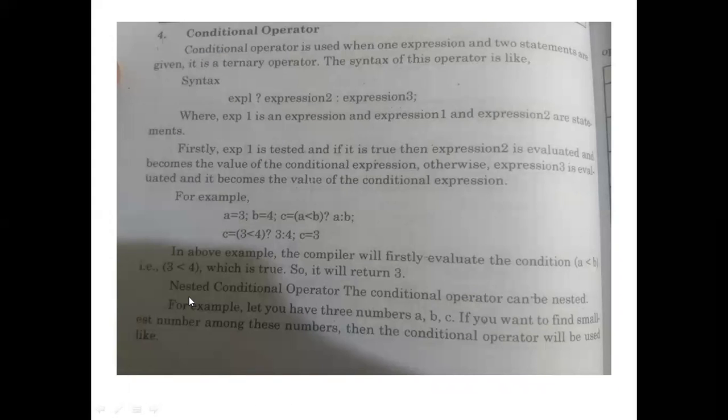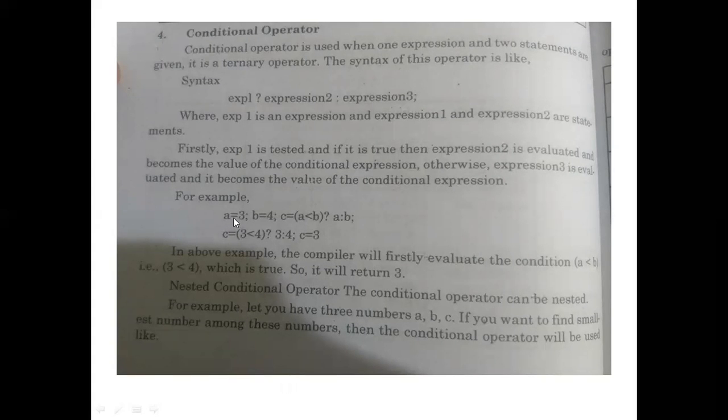Next is conditional operator. The conditional operator is used when one expression and two statements are given. It is a ternary operator. The syntax of this operator is expression 1 question mark expression 2 colon expression 3. The question mark and colon are known as the ternary operator because it takes three operands. If expression 1 is a relational expression and it returns true, then expression 2 will be evaluated. If this relational expression returns false, then expression 3 will be evaluated. So in this way it is working.